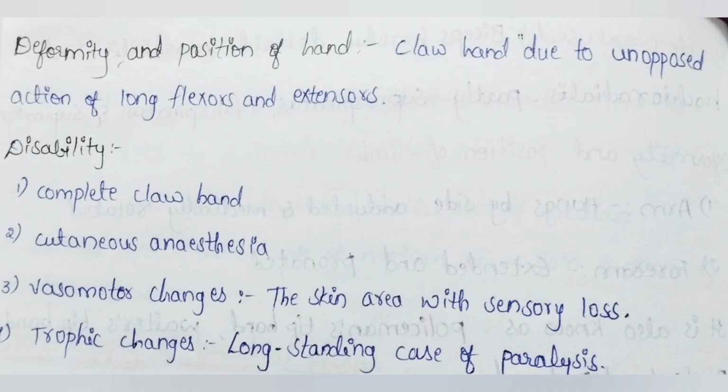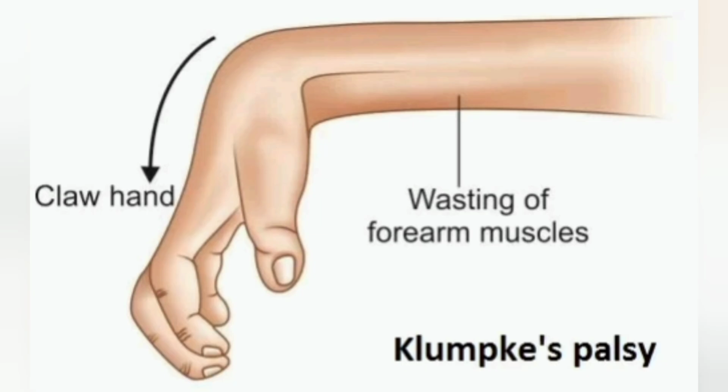Next, disability: complete claw hand, cutaneous anesthesia, vasomotor changes and trophic changes. You can see the claw hand, how it looks. There is hyperextension at the metacarpophalangeal joints and flexion at the interphalangeal joints. This is claw hand, how it looks. You can see in the diagram clearly. Wasting of forearm muscles, claw hand bending downwards and fingers somewhat towards closed.